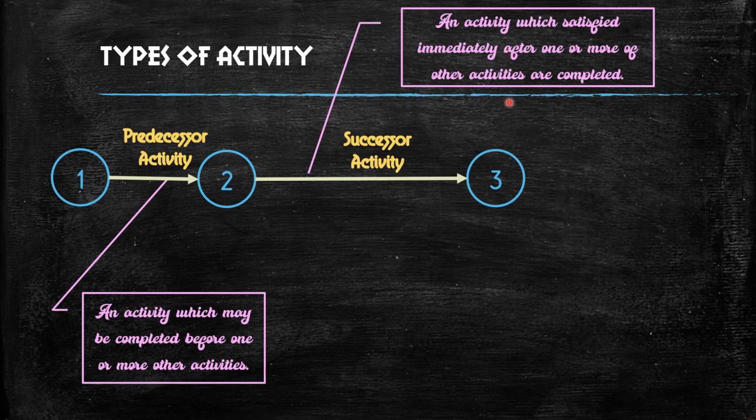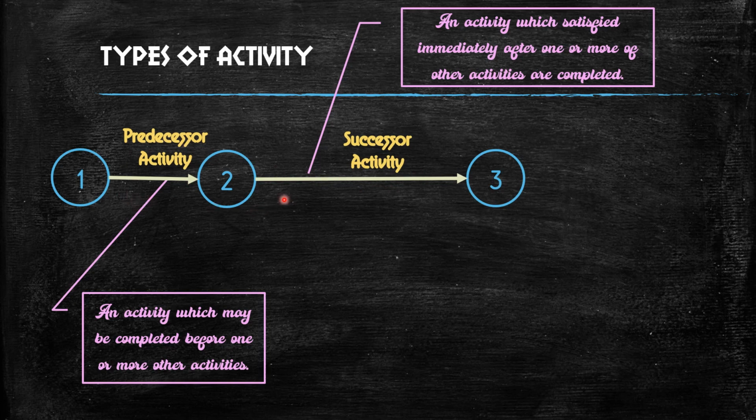If you see this network diagram, here the activity between 1 and 2 is before the activity of 2 and 3. Hence, this activity is a predecessor for this activity. Similarly, the activity 2 and 3 follows the activity 1 and 2.